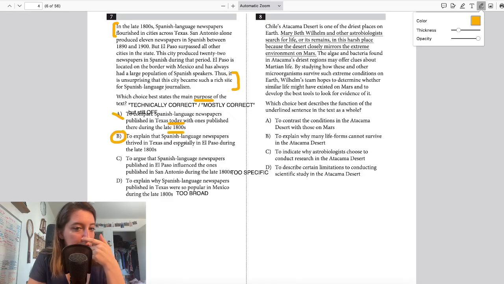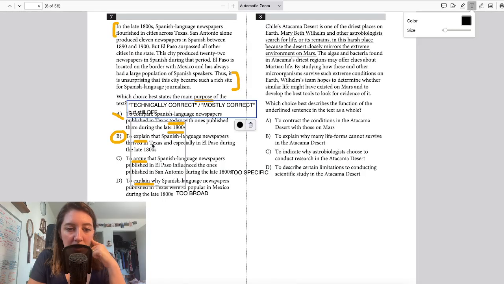B, to explain that Spanish language newspapers thrived in Texas and especially El Paso during the late 1800s. I still believe that's the answer because it's not really making any arguments, right? So this one I don't like because it's honestly too short. This is clearly like an intro paragraph to something. So we're not at the argumentation part. So even if I'm just looking at explain, argue, and compare, I'm immediately crossing off C to argue. Okay.